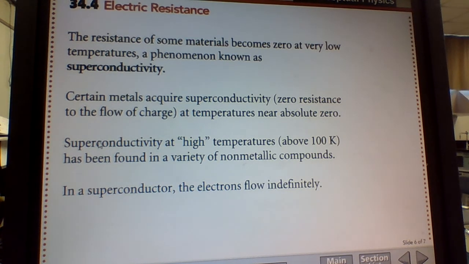Right now, superconductivity only happens at around 100 Kelvin. I think the record is somewhere around 128 Kelvin. Don't quote me on that one, but that's the number I remember most recently seeing. And so they're always trying to set new records, these guys who are into superconductivity. But they've had a lot of success with some ceramics and things like that.